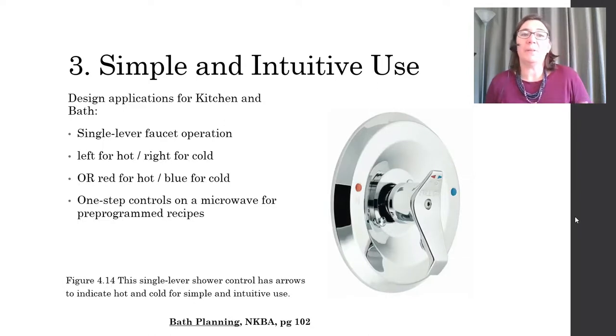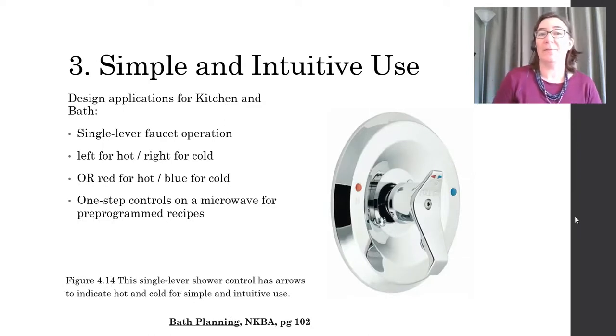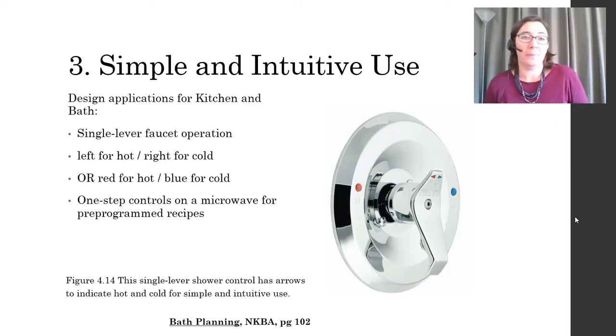So, what are some examples of simple and intuitive use for kitchens and bathrooms? One of them is the single lever faucet that goes left for hot and right for cold, or red for hot, blue for cold. Those are simple and intuitive. Also, you could have one-step controls on your microwaves for some pre-programmed recipes.